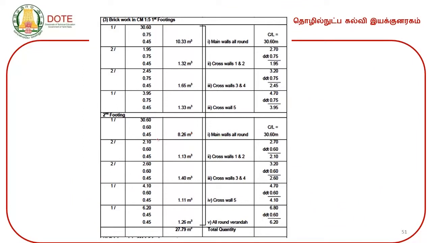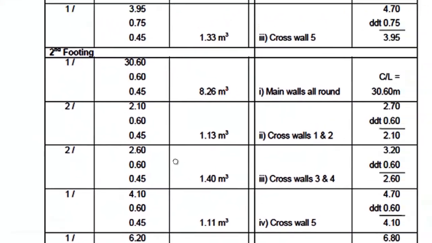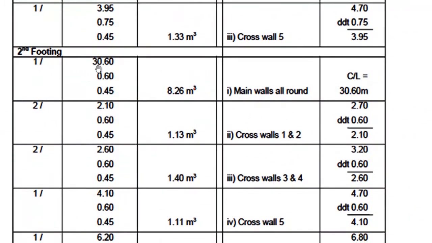Okay, second footing: breadth 0.6 meter, depth 0.45 meter. இப்போ மெயின் வால் நம்ம எடுக்கும்போது, நம்ம பிரெத்தை மைனஸ் பண்ண நமக்கு தேவையில்லை. ஸோ 30.60, அதோட பிரெத் 0.6, டெப்த் 0.45. தென் நமக்கு மெயின் வால் ஆல் அரவுண்ட் ஒரே ஒரு லென்த்து தான், சரி, 1 பார்.